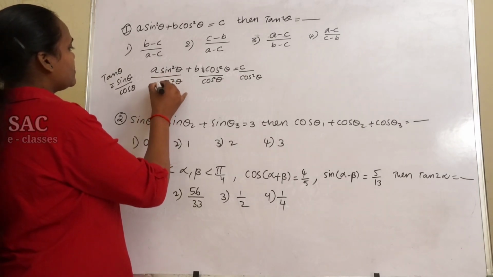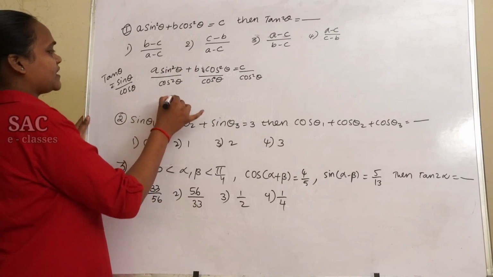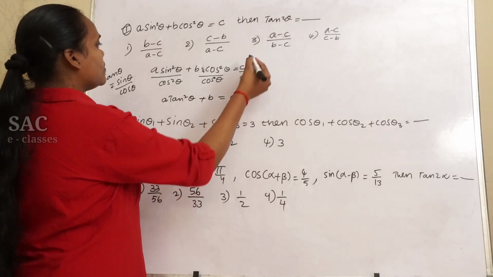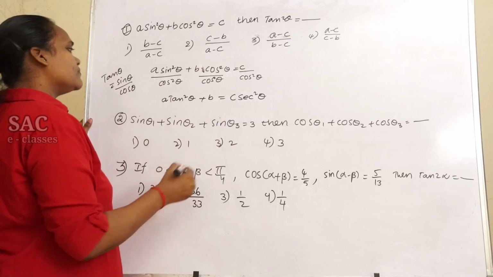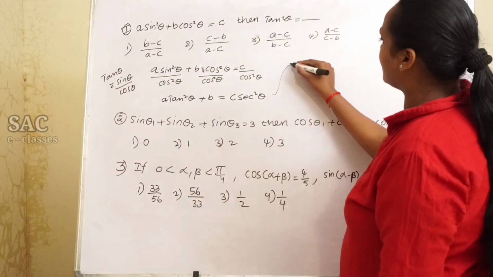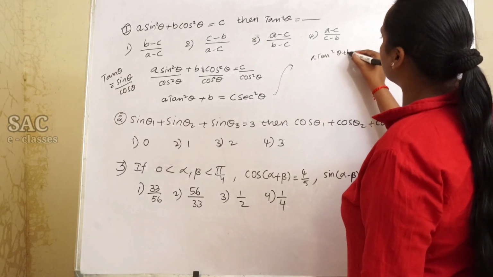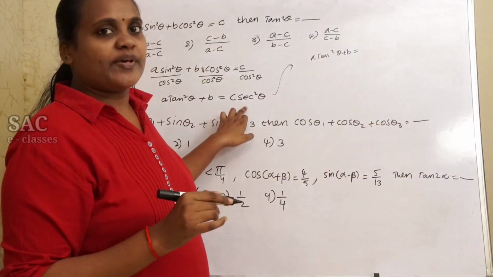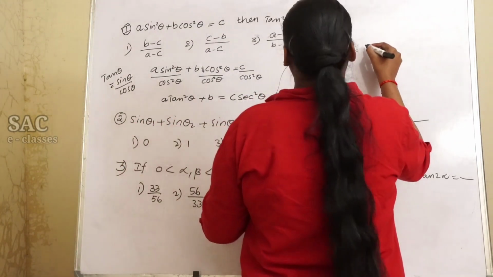So A into, we know that sin by cos is tan, so sin square theta by cos square theta is A tan square theta, plus B equal to 1 by cos, which we know is secant square theta. But we don't require all these, we need it in terms of tan. So let me write A tan square theta plus B secant square theta, but secant square theta was not eliminated. In what way can I write secant square theta? With the help of an identity.